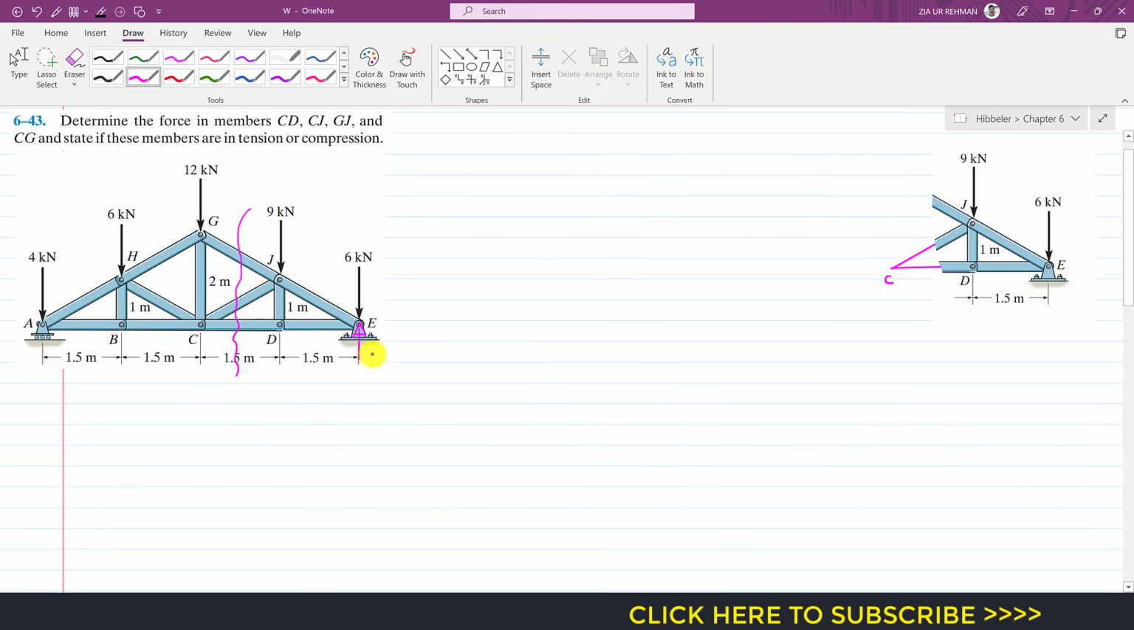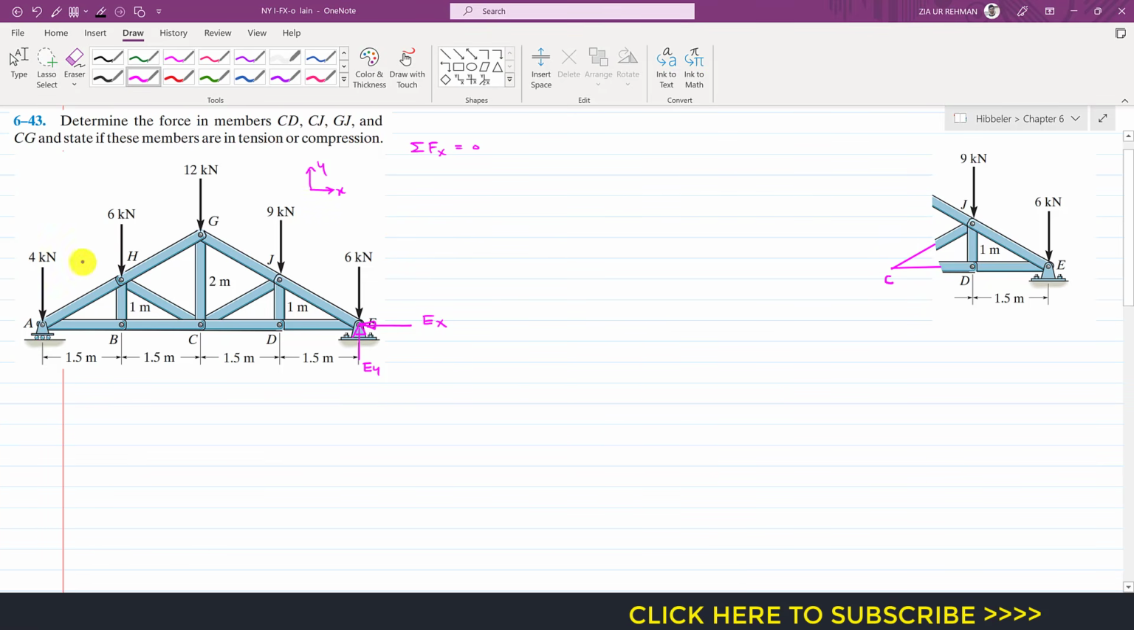Since this is a pin joint, we will have two reactions. So this will be Ey reaction here, and here we will have Ex reaction. And to find this Ex and Ey, we need to consider the whole truss. So if I apply the summation of forces along the x axis equals 0, if this is my positive x and y direction.